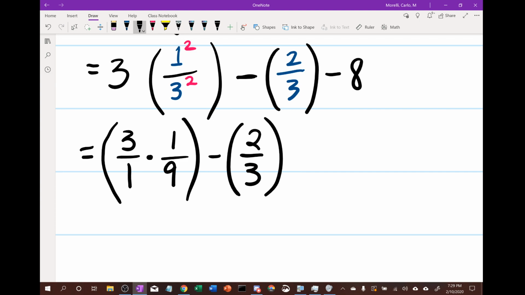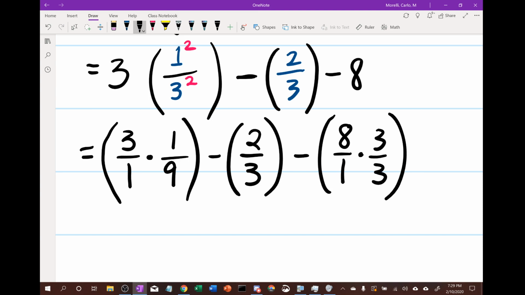Okay, so what I'm going to do is write minus, open parentheses, 8 over 1 times 3 over 3. Well, do I want it to become 3? Yeah, I do. Okay.